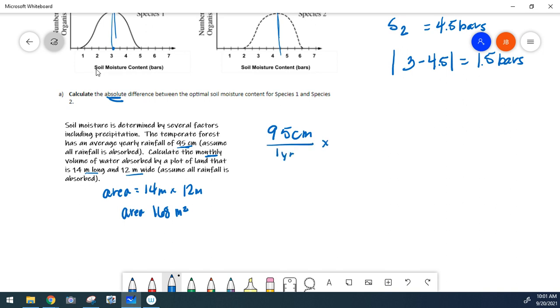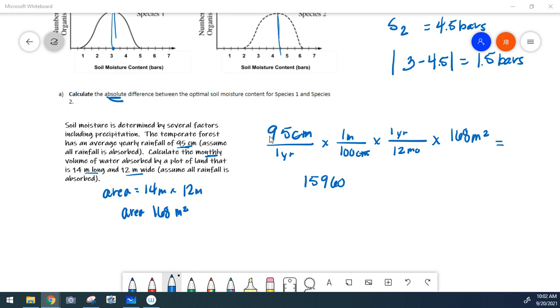And then I'm going to have to make that meters. So I'm going to say 1 meter is 100 centimeters. So that will get rid of my centimeters. And then I want it monthly. So I'm going to have to say 1 year is 12 months. And then I'm going to multiply it by the area, which I said 14 meters times 12 meters is 168 meters squared. So that's 168 meters squared. So I'm just going to multiply that across and cancel.